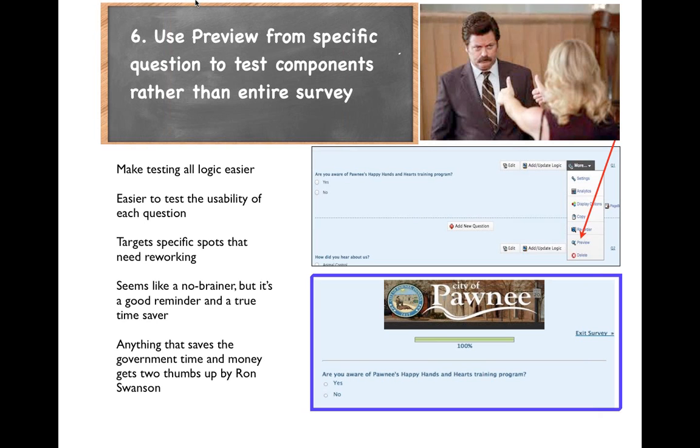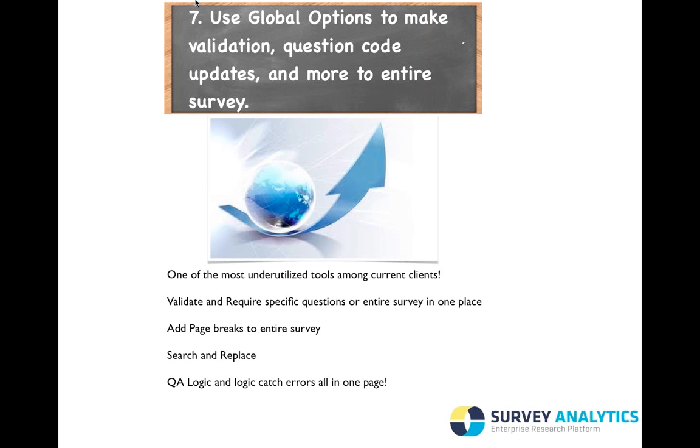Tip number 6. Use a preview for specific questions to test components of your survey rather than the entire survey. This will make testing all of your logic easier. It's easier to test the usability of each question if you look at the individual questions instead of the entire survey as a whole. It also targets specific spots that need reworking or editing. It does seem like a no-brainer, but it's a good reminder and a true time saver to help you with editing, especially with some complex logic items.